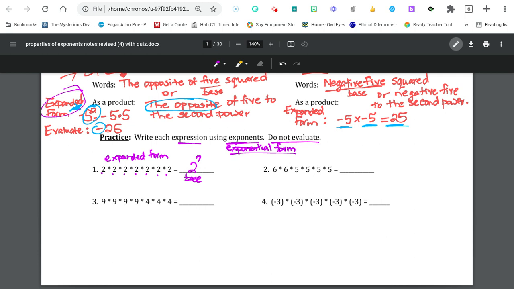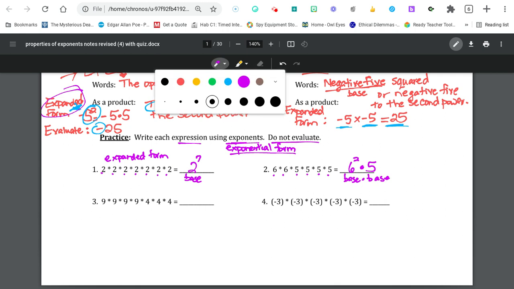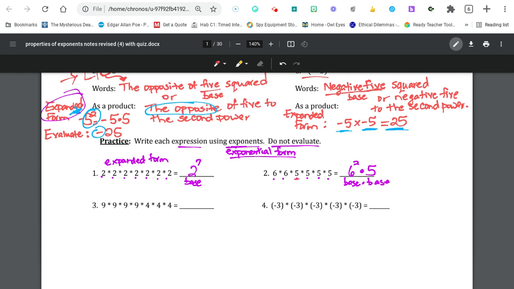Number 2, I actually have 2 bases. Got one base times another base. One base is a 6, and it has an exponent of 2 times another base. The other base is a 5, and it will have an exponent of only a 4, because I have 4 of those. That's all you do. 6 to the 2nd power, or 6 squared times 5 to the 4th power.